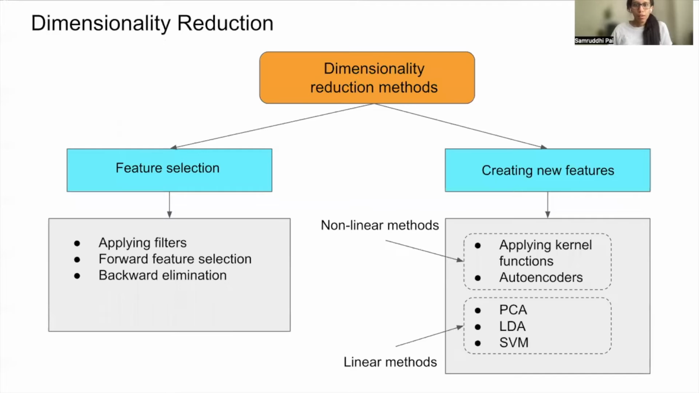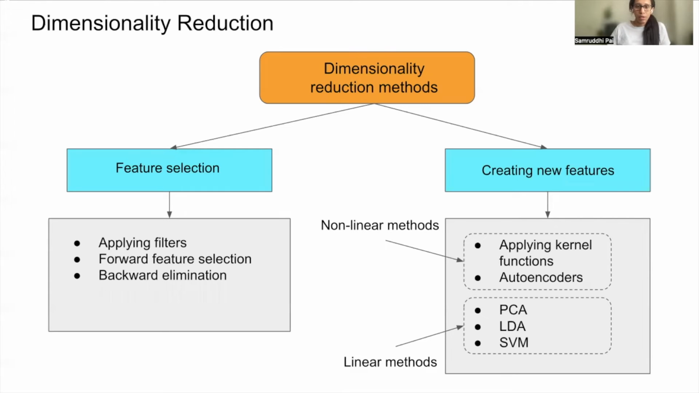Here is a diagram which gives a better understanding of the methods available for reducing dimensionality. Roughly, we can split it in two parts: feature selection and creating new features. For feature selection, you can have filters that would remove the features. For example, have a filter on the number of missing values, and if there are a lot of missing values, you just remove that feature.